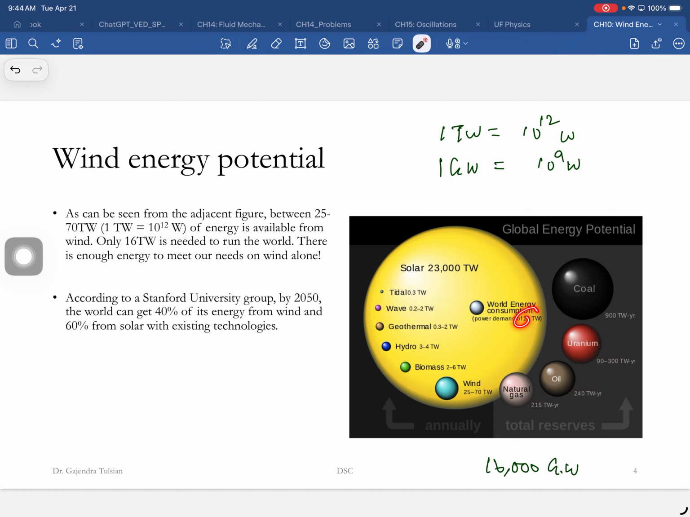All right, so as can be seen, only 16 terawatts is needed to run the world. There's enough energy to meet our needs on wind alone. So just wind alone can run the world. There's a group at Stanford that has done studies, and they say by 2050, the world can be run just on wind and solar. The world can get 40% of its energy from wind and 60% from solar with existing technologies.